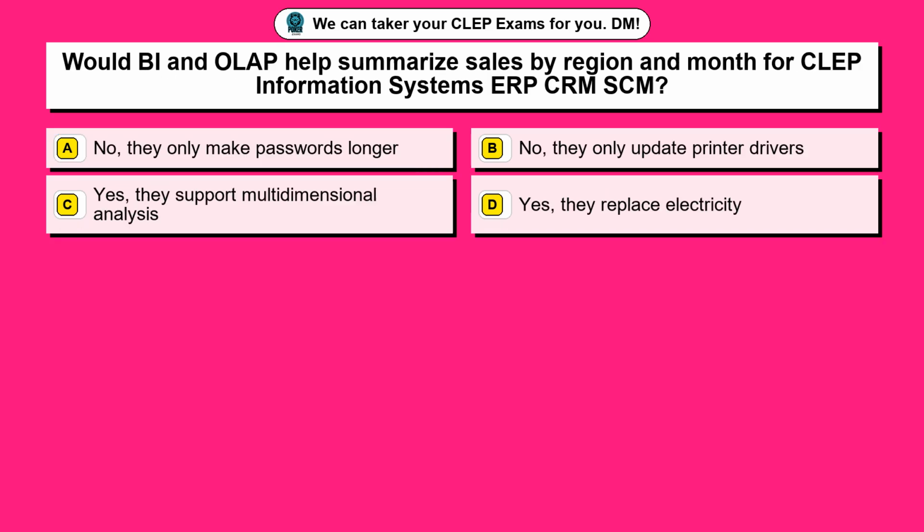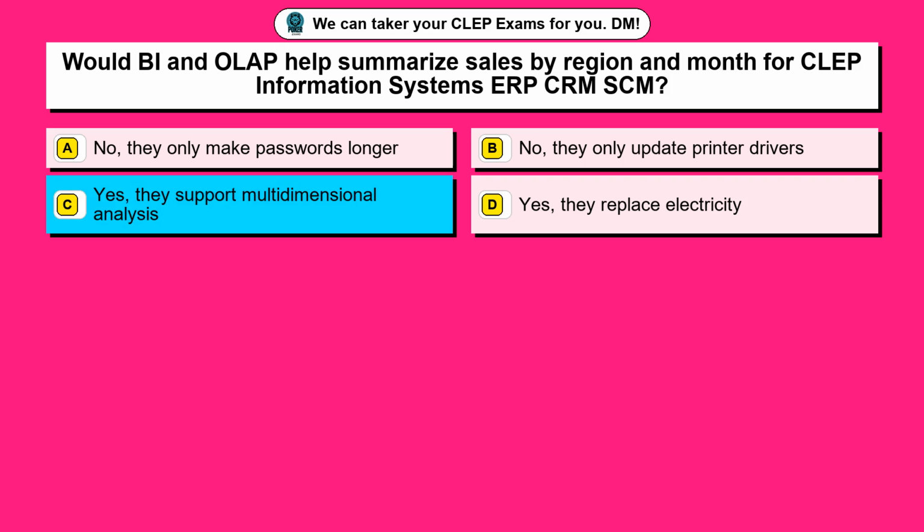Question 9. Would BI and OLAP help summarize sales by region and month for CLEP Information Systems ERP CRM SCM? Option A. No, they only make passwords longer. Option B. No, they only update printer drivers. Option C. Yes, they support multidimensional analysis. Option D. Yes, they replace electricity. The correct answer is option C.